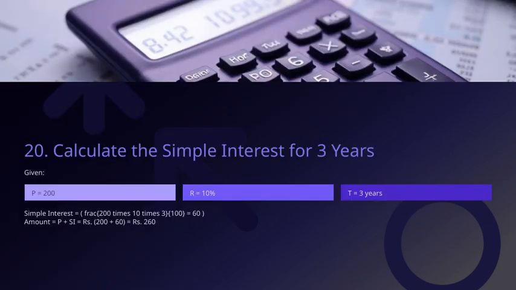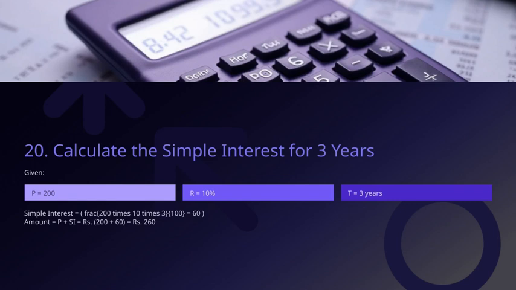Now, let's look at how to calculate the simple interest for a period of 3 years. Here, the principal amount P is 200 rupees. To find the simple interest, we use the formula. Simple interest equals P times R times T divided by 100. Plugging in the values, we get 200 times 10 times 3 divided by 100, which equals 60 rupees. So, the interest earned over 3 years is 60 rupees.